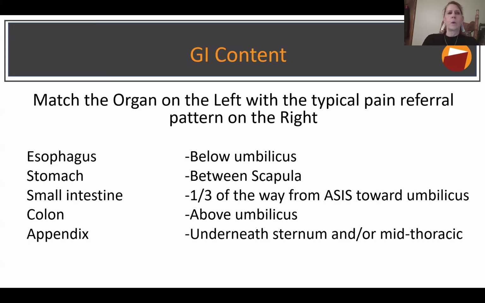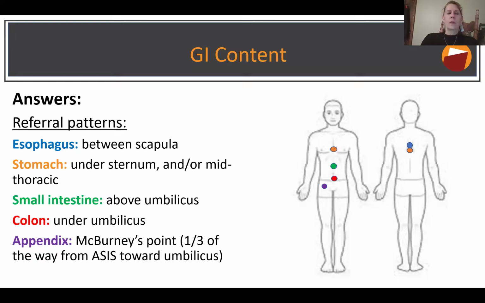All right, so let's take a look at this. And we don't want to make it harder than it is. If we know our anatomy of the GI system and what's more superior and what's more inferior, it really just kind of goes right on down. So the esophagus, my pain is going to be higher. It's usually between the scapula, kind of high up between the scapula.